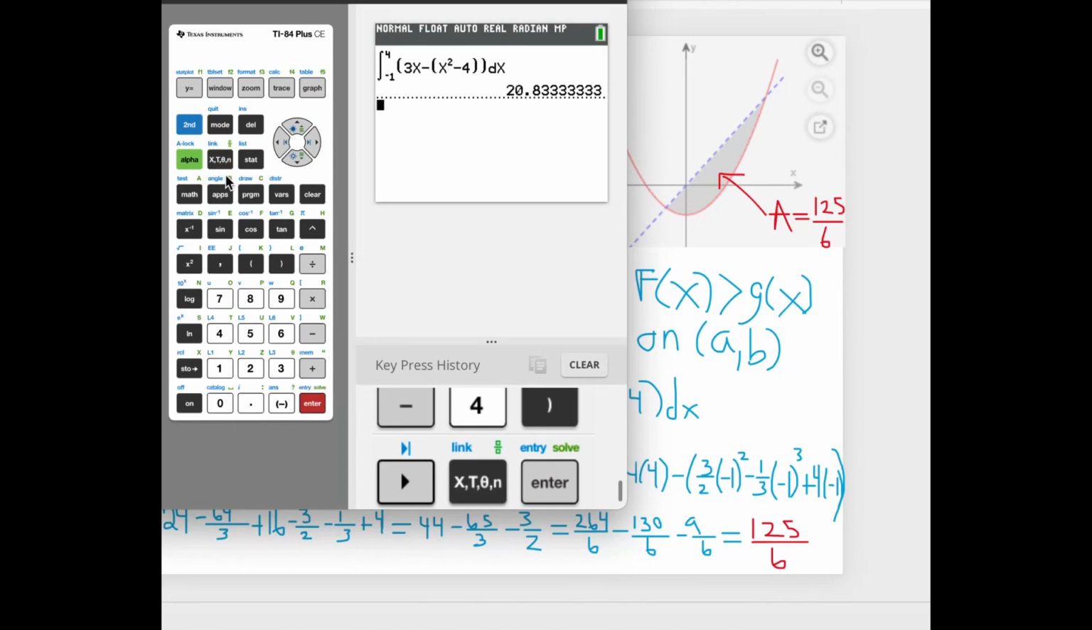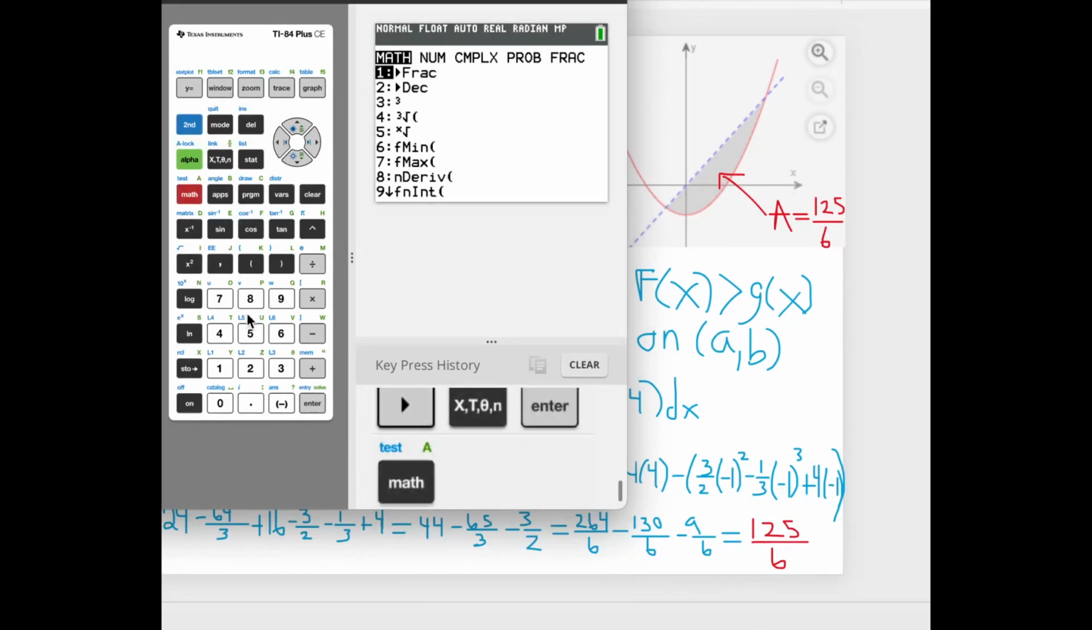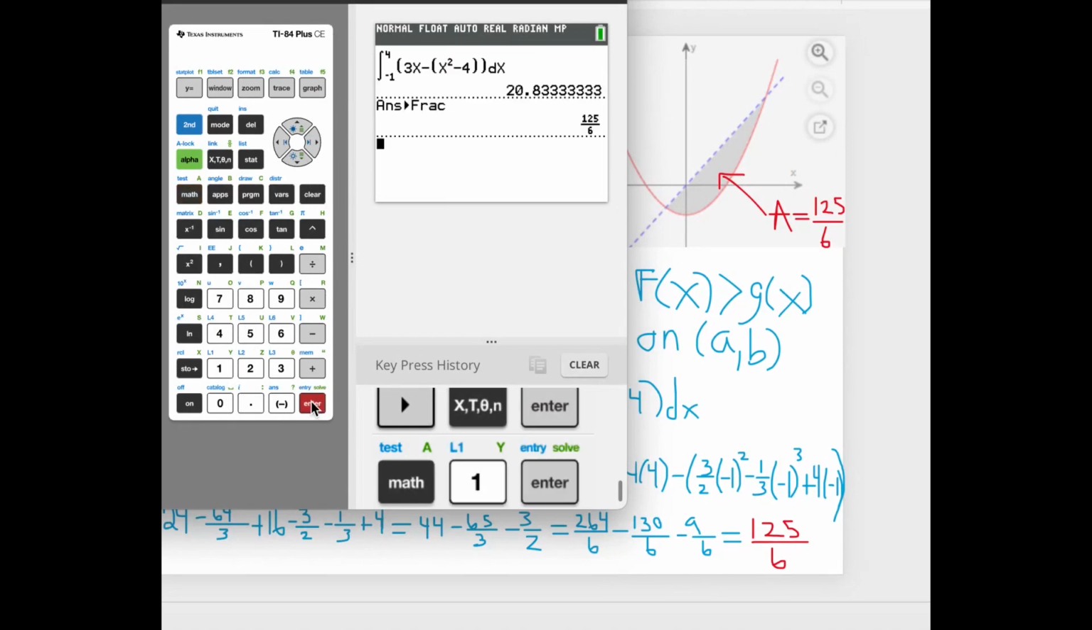And that gives us 20.8333. It just keeps on going. But that's the decimal form. We want to have the fraction form. So we can go to math and we can change it to fraction. And notice that we do indeed have 125 over 6. So that verifies our solution.